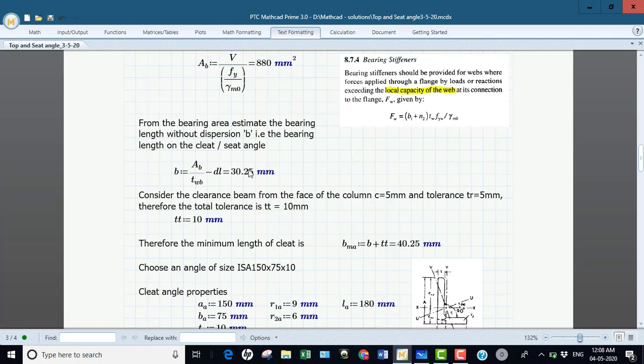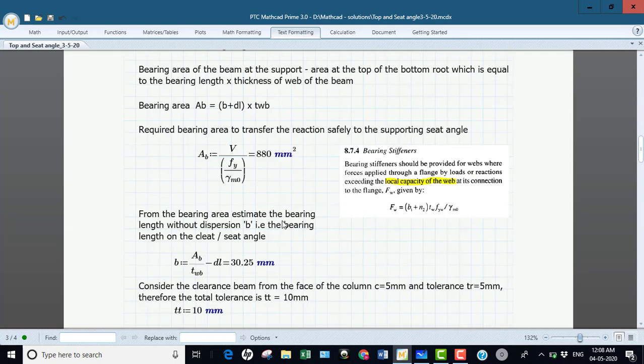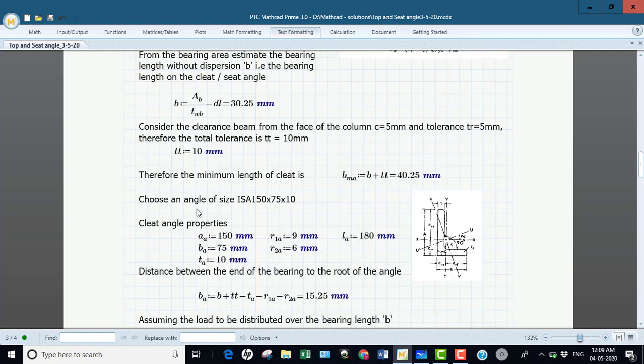With this, I add the clearance. If I know the B and this clearance, I get the length of the outstand required. So with the B calculation, I add the tolerance. I already said that a clearance of 5 mm and a tolerance of 5 mm, totally 10 mm, has to be adopted. So I got a maximum allowable bearing length on the outstand leg of 40 mm.